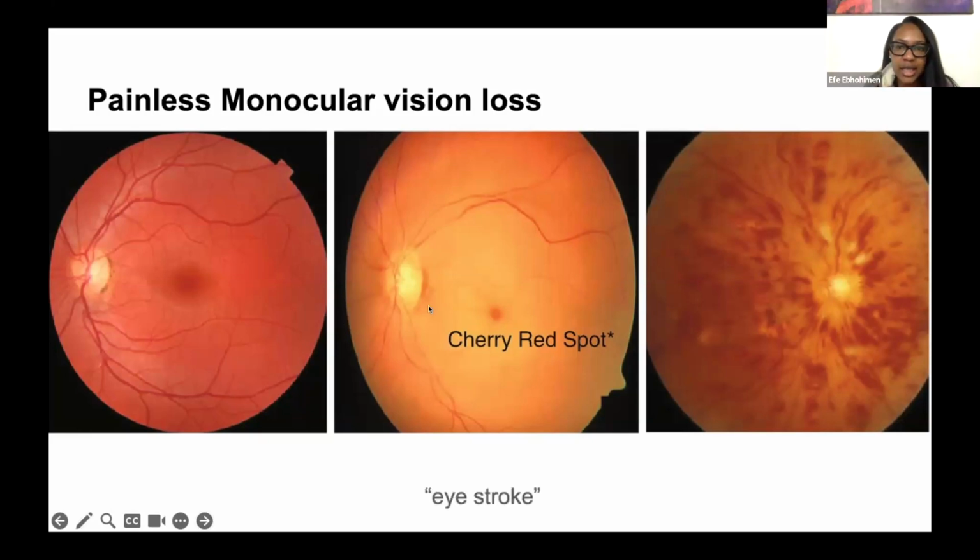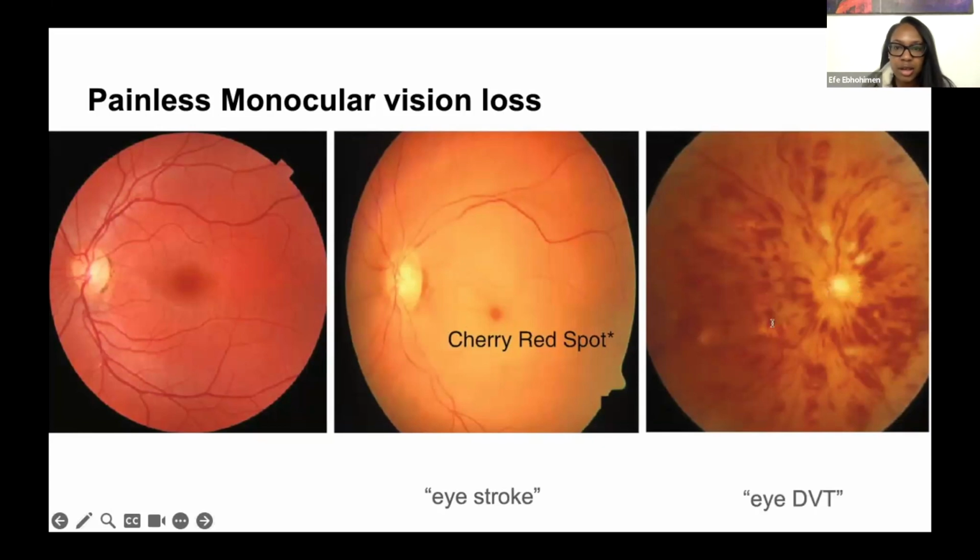You'll see a cherry red spot on your fundoscopy exam. They'll be complaining of profound sudden vision loss that is painless and monocular. Fundoscopy will show retinal pallor as well as the cherry red spot. And then they'll have poor visual acuity, likely, on exam. And this warrants an emergent ophthalmology and neurology consult.